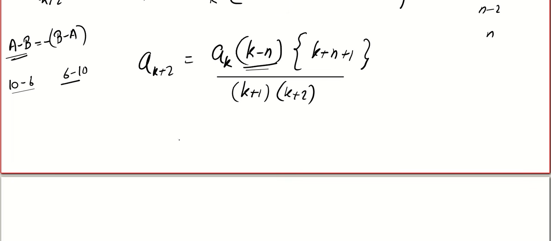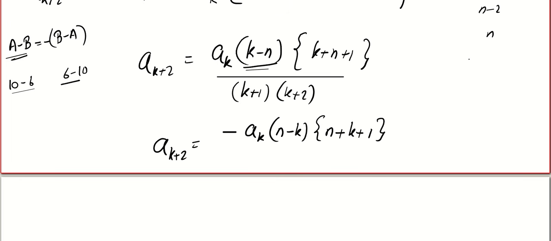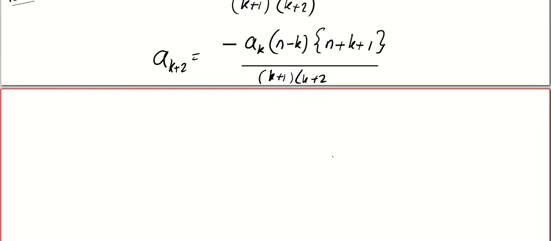Yeah. So if you want, you can write this as a_{k+2} is equal to minus, and this will be n plus k plus 1, because I want everything to be in the form n minus 1. I do not like 1 minus n. k plus 1, k plus 2. Now that's it. Now you will be able to handle it.